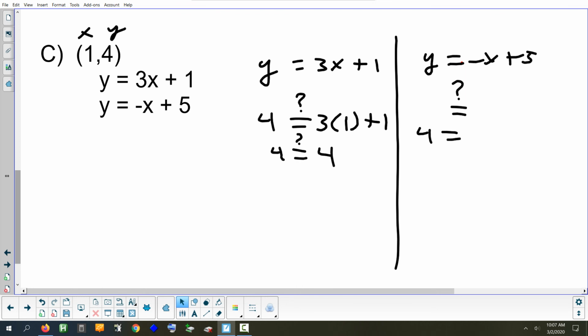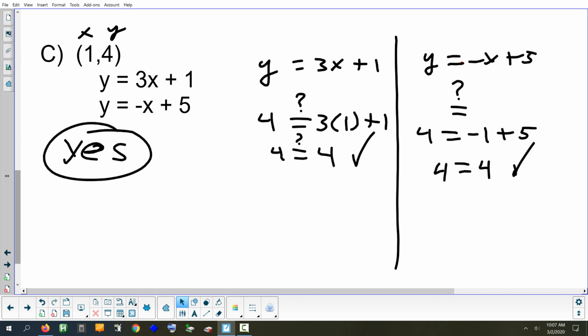Y equals -1 plus 5. How about, Tristan, what's -1 plus 5? That would be 4. Yep. Did it work? Yes. Perfect. So we can say that yes, it is the solution. Now, I want to show you guys something about this problem real quick on this calculator.